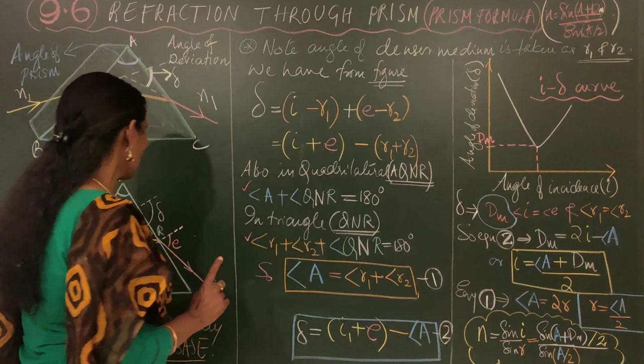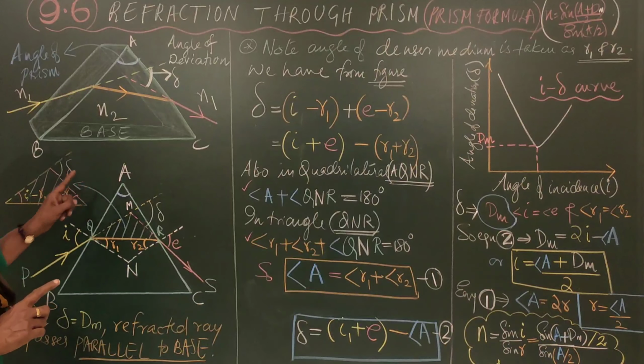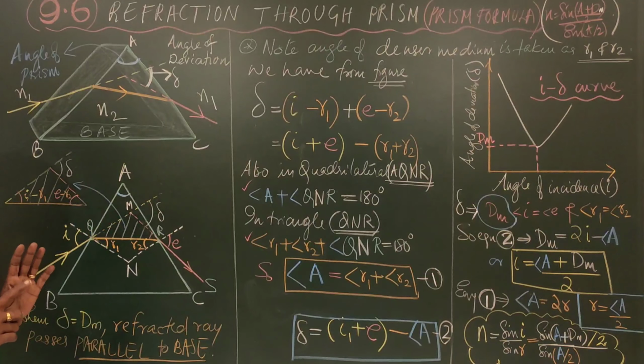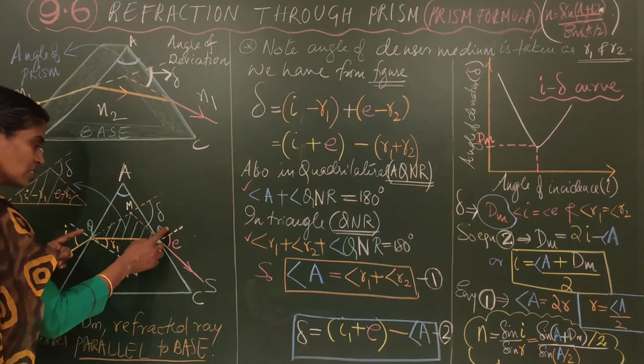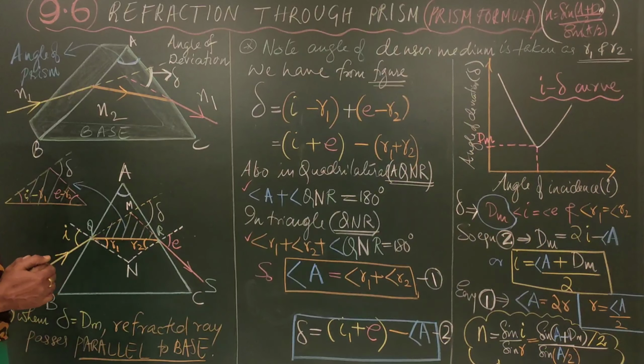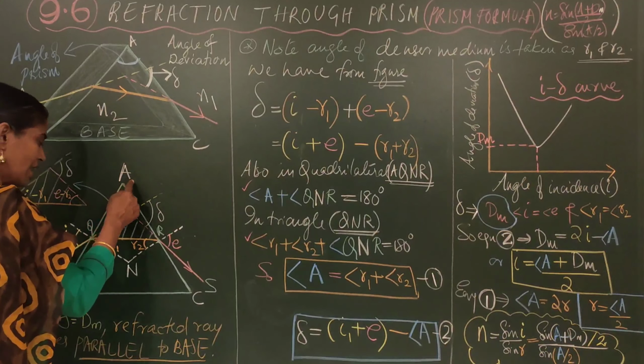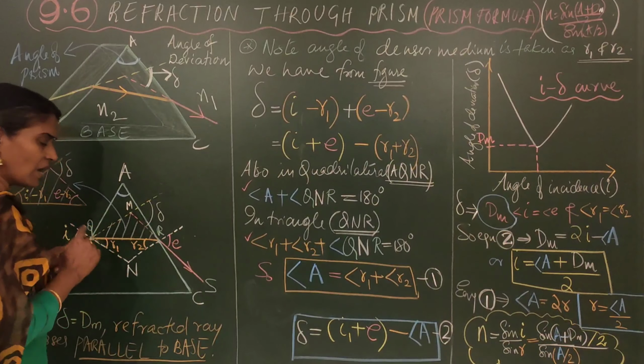In the quadrilateral, this four-sided figure AQNR, four-sided means 360 degrees. But you know that this is 90, this is 90. Angle Q, angle R. They are normals. So at that point, that is 90 plus 90, 180. Finished. So the remaining values are angle A and angle QNR.